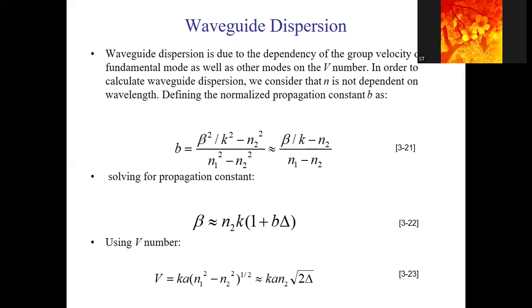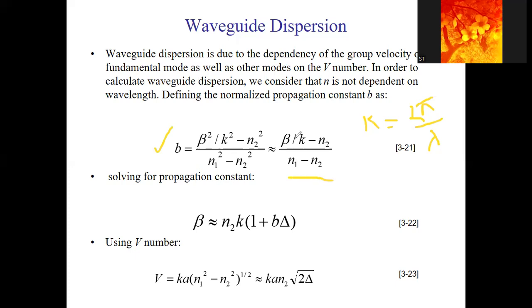So how do we calculate the normalized propagation constant b? It is calculated as the ratio of beta squared over k squared minus n2 squared. Here n2 is the refractive index, beta is the propagation constant, and k is again a constant depending on the wavelength. Its value is given by k equals 2 pi by lambda. So the normalized propagation constant b is calculated by this.